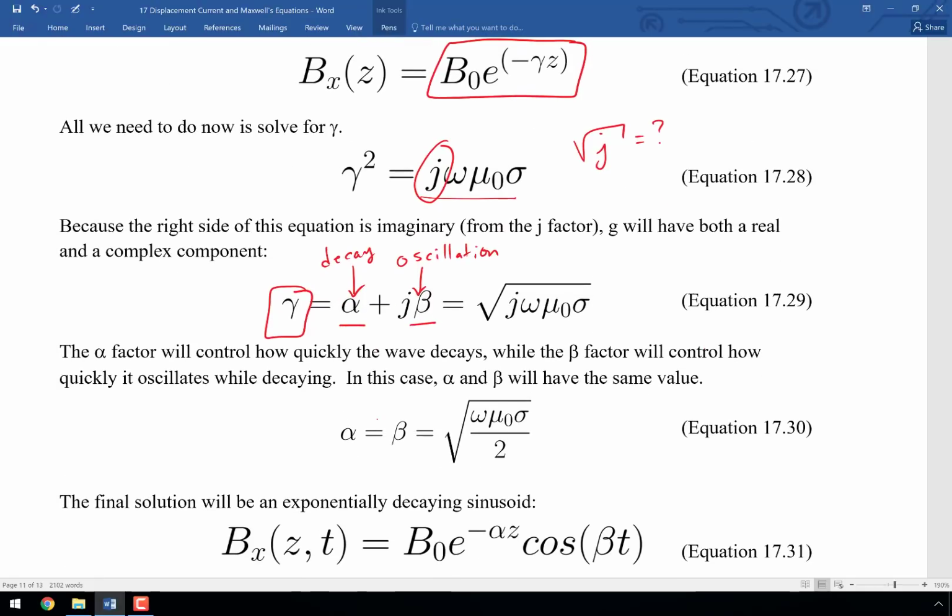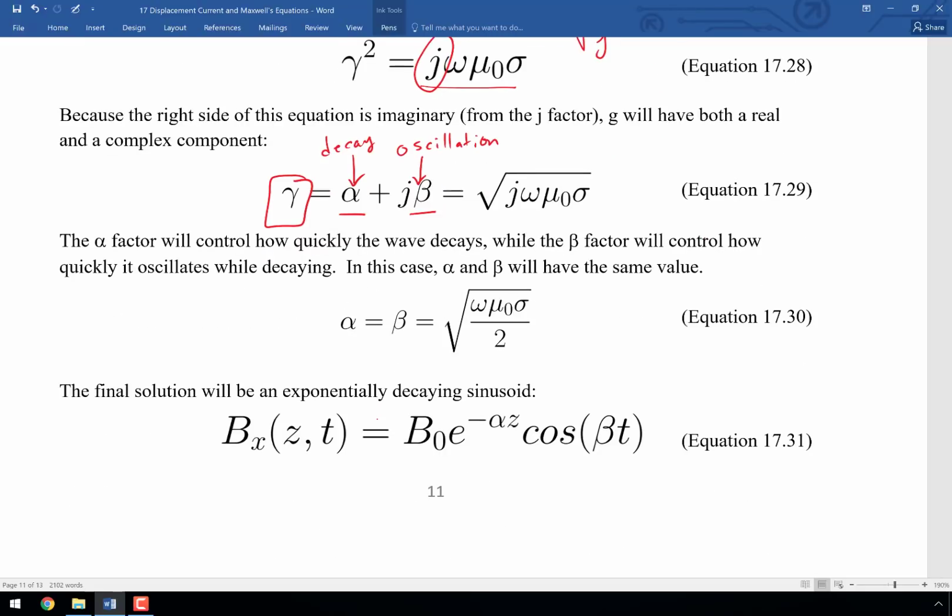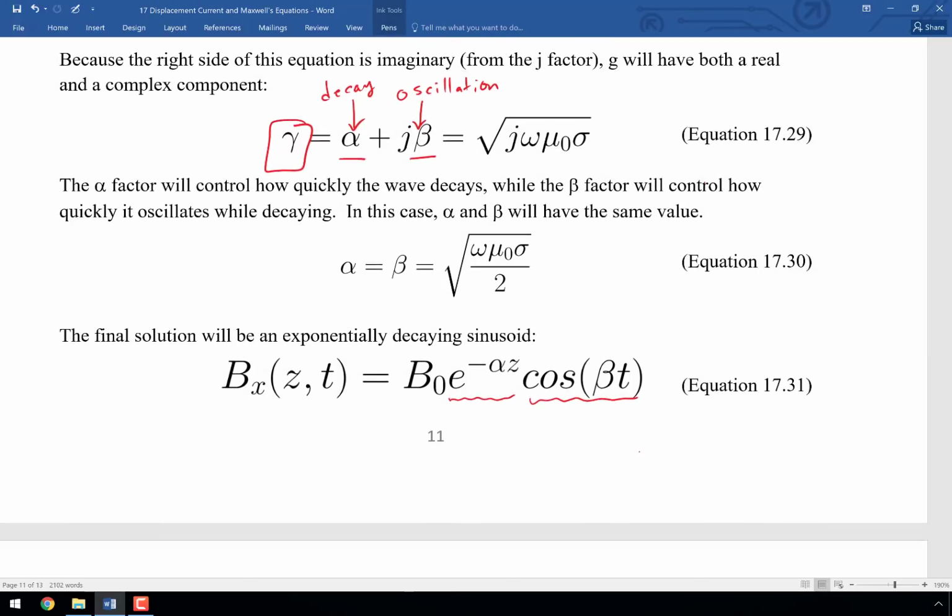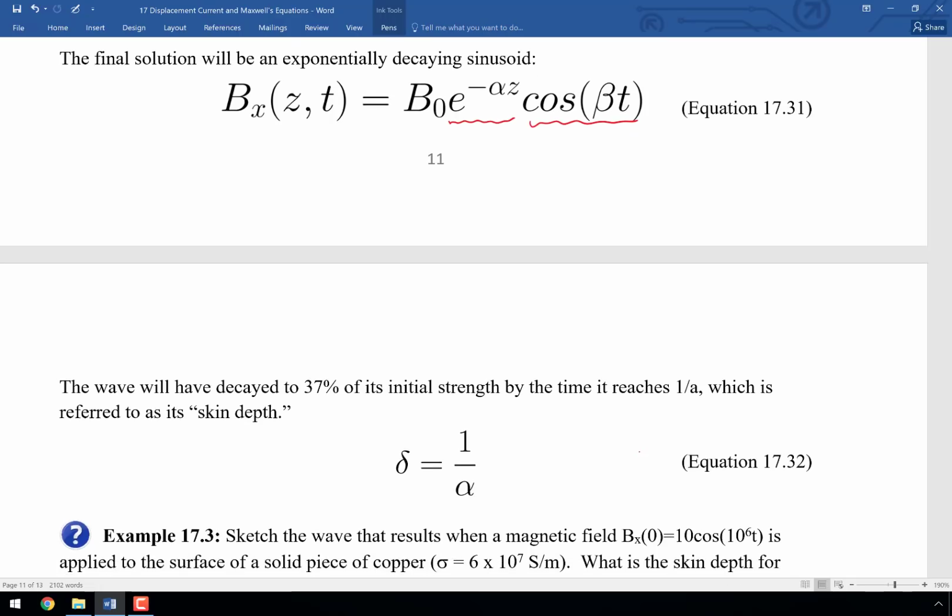But in this one example, alpha and beta are equal to each other. That will not always be the case. But we know that in this case, we're going to have a solution which is an exponentially decaying sinusoid. And so we have b sub 0, whatever the constant is right at the top, and there's an exponentially decaying term with an e to the minus alpha z, and there's a cosine or a sinusoid term, cosine of beta times t.